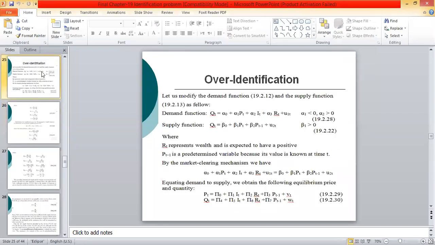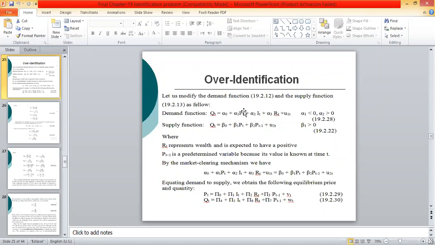Let's say you have this model. We have the demand function and the supply function, and we want to examine the identification of these two equations using the order conditions. Write down the information about the overall model. Capital M is the number of endogenous variables in the model. We have only two endogenous variables, that is quantity and price. So M equals 2.